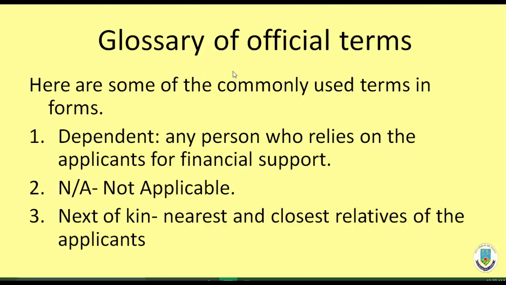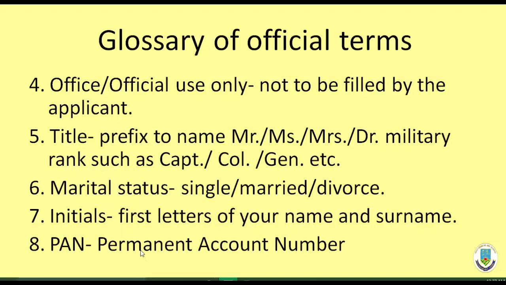Now the glossary of official terms. These are the terms that you will usually find in some forms, which few of these might be familiar to you, few might not be familiar and might be new. So let us learn one after the other. The first one is dependent. It is any person who relies on the applicant for financial support. NA means not applicable. Next, next of kin: nearest and closest relatives of the applicant.